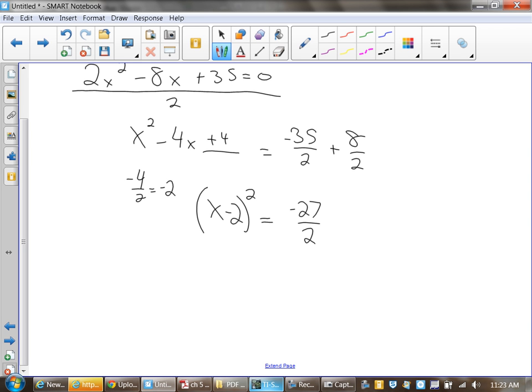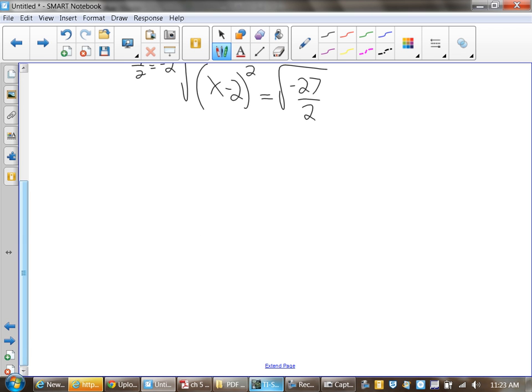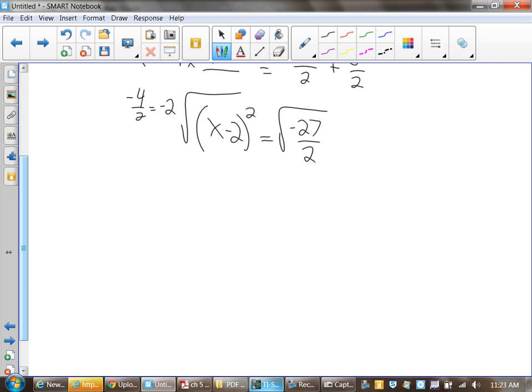Now I have to undo the squaring. Undo squaring, you do what? We square root it. Whenever I take a square root over an equal sign, it becomes plus minus. So I have x minus 2 is plus or minus square root of negative 27 over the square root of 2. More than one way to set this problem up from here.